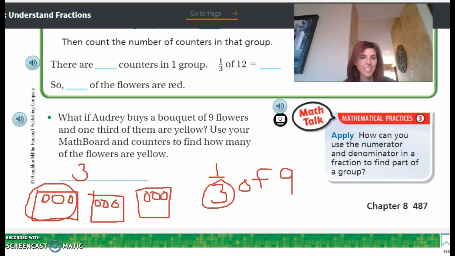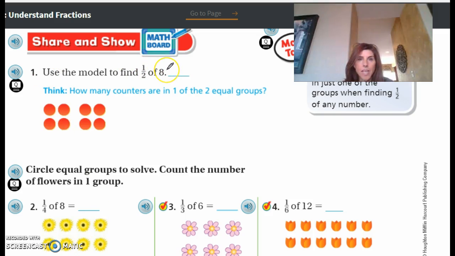Let's take a look at this one: use the model to find a half of 8. A lot of you already know what 1/2 of 8 is, but what that means is we have 2 equal groups of 8. Here's 2 equal groups. Here's 1 group. Here's 2 groups of 8. And if we were to say 1/2 of those, one of the 2 would be 4. So how many are in that group? 4. Half of 8 is 4. A lot of you already knew that, but you've probably never seen it look that way before.